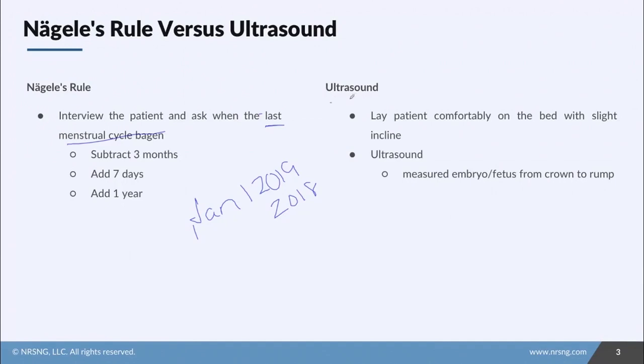So our other way is ultrasound. This is for the patient that maybe doesn't have a regular cycle or doesn't know when her last menstrual period was. We want to lay her comfortably on the bed with a slight incline. That's important because we don't want the patient flat on her back ever during pregnancy, because it can affect how the blood pressure is returned and have her blood pressure drop, which won't be good. So it's a slight incline, and then the ultrasound is done, and we're going to measure that crown to rump on that fetus or embryo.